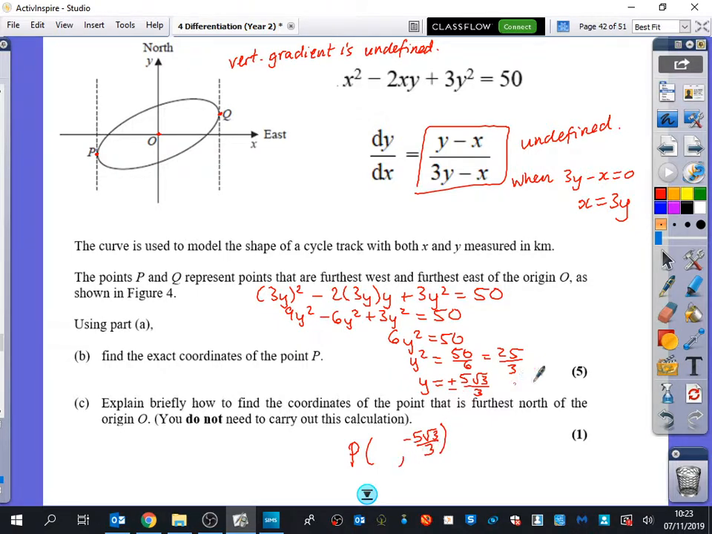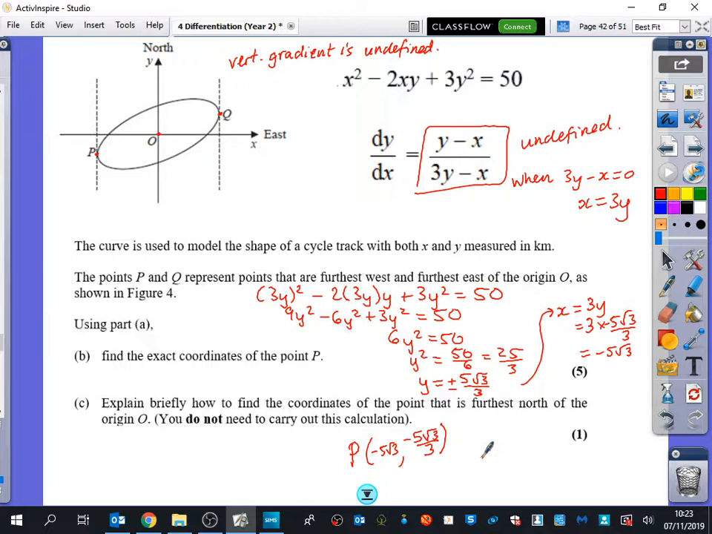But how am I going to find out what the x coordinate is? Good, we already said that x is 3y, so we're just going to do 3 multiplied by minus 5 root 3 over 3, which is just minus 5 root 3. So we get minus 5 root 3, minus 5 root 3 over 3.